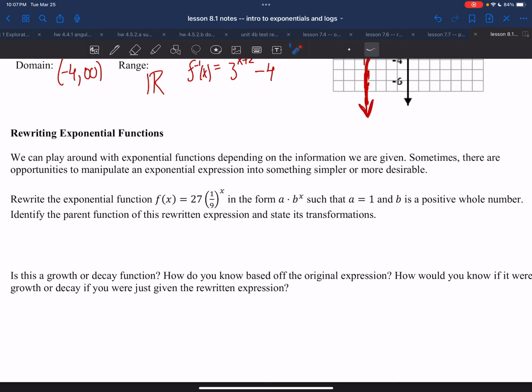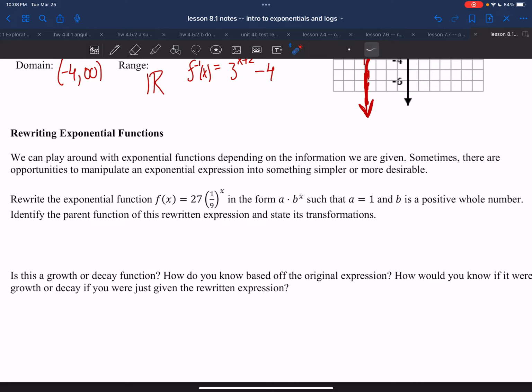So here's what we do. Here's the goal. Rewrite the exponential function f of x, that right there, 27 times 1/9 to the x. Rewrite this in the form a times b to the x, such that the coefficient a is 1 and b is a positive whole number. So you don't want a fraction there, because right now a is 27 and b is 1/9. The goal is to rewrite it in such a way that a is 1 and b is a whole number.